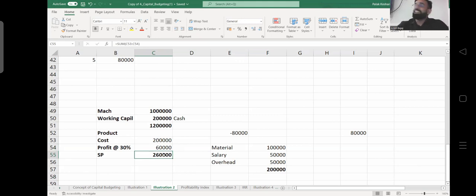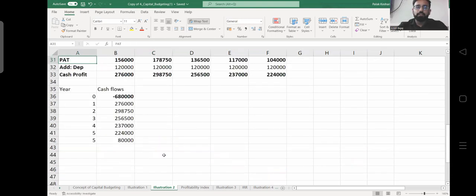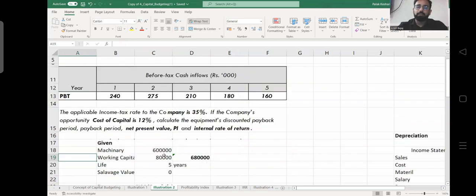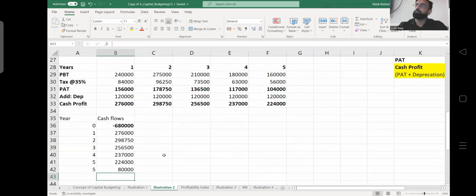Are you able to understand? It shows that you will be getting back your working capital amount. For sure, you will be getting back your working capital amount. Is it clear? Pakka? Chalo. So at the end of 5th year, when you will dispose this machinery, you will be getting back your working capital amount. I think now you're able to understand.